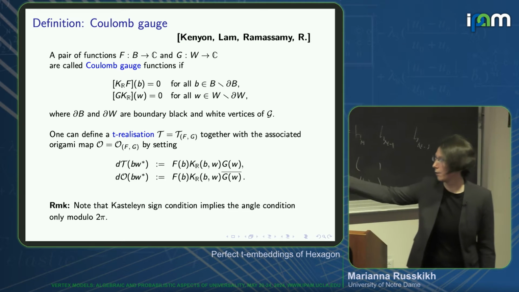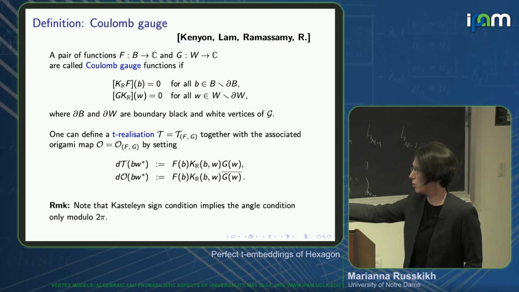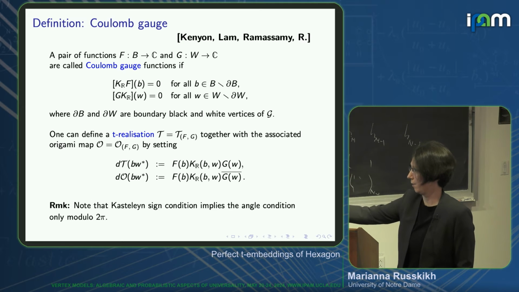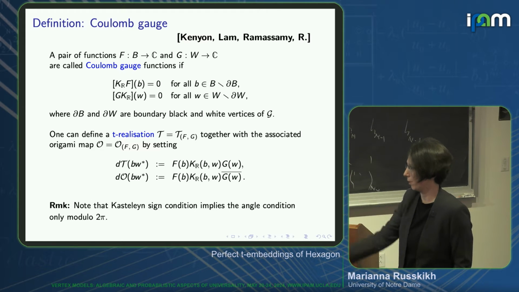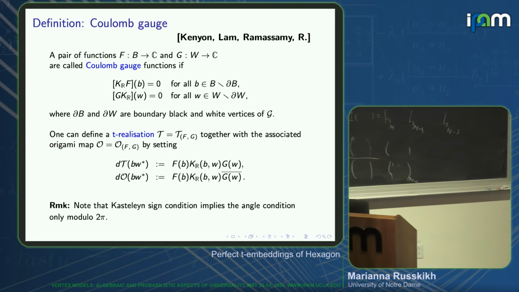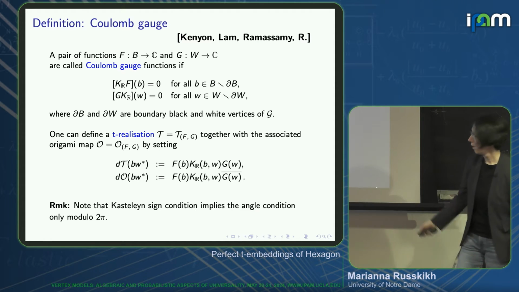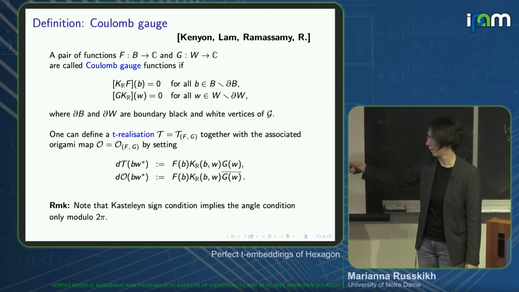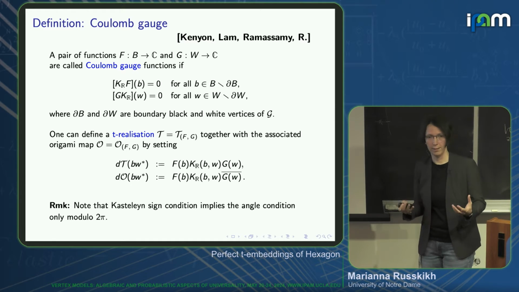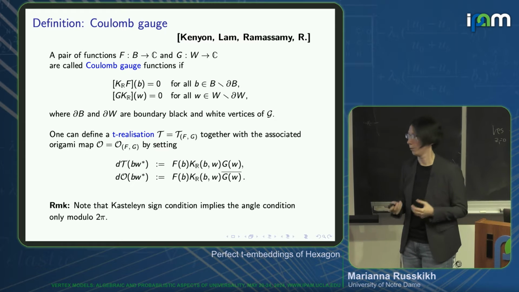All right, so now given such a column gauge, we can define a t-realization together with the corresponding origami map as follows. We define a form on edges by saying that this is the Kästlin weight which we're looking for as a weight of the t-embedding.